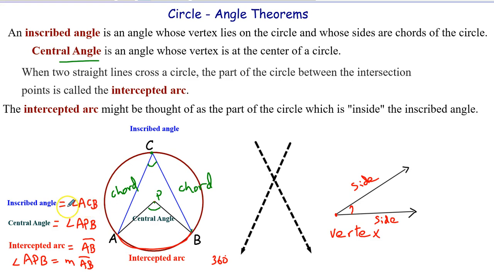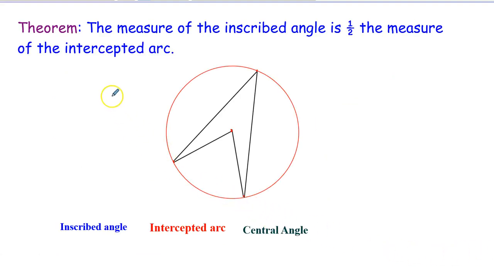In the next slide we are going to look at the relationship between the inscribed angle and the intercepted arc. Right now, please remember that the intercepted arc is the same as the central angle. Their measures are equal. Now we have a theorem. The statement goes like this: the measure of the inscribed angle is half of the measure of the intercepted arc. This angle is always half of the measure of this arc. So you already know about these three terms, right? What is the inscribed angle?